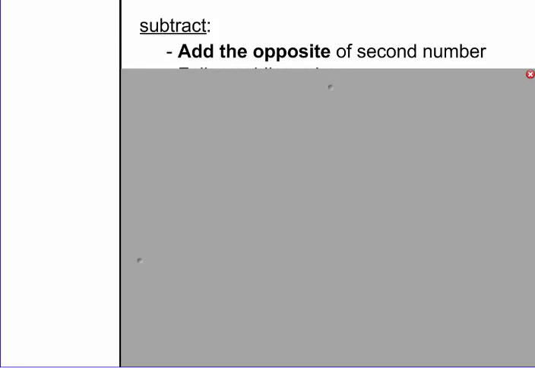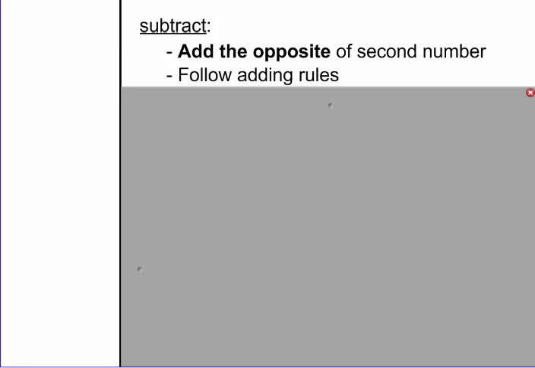Next, we're going to take a look at subtracting. So to subtract the positive and negative numbers, you add the opposite of the second number. So that's the first thing you do. You change the problem a little bit so that it's adding the opposite. And then you follow all the adding rules that we just did.